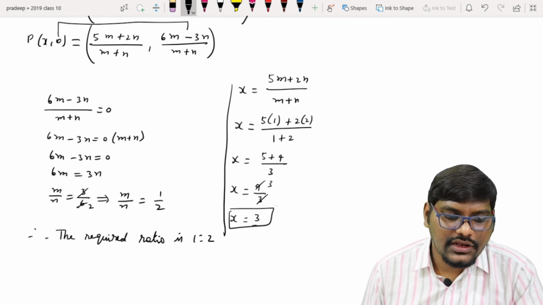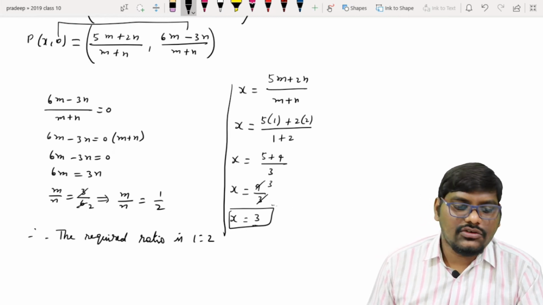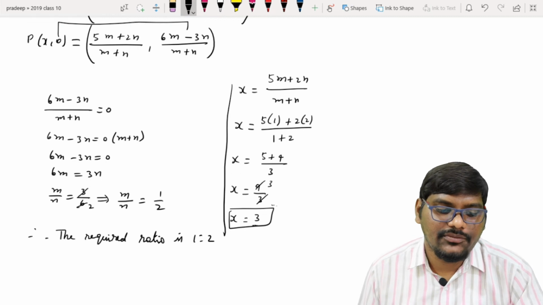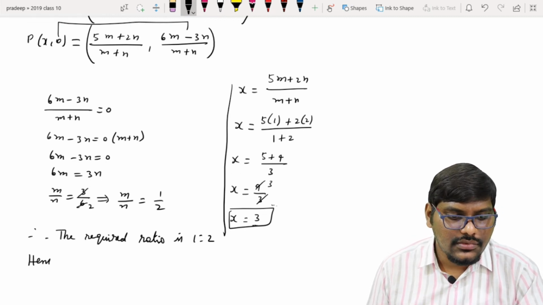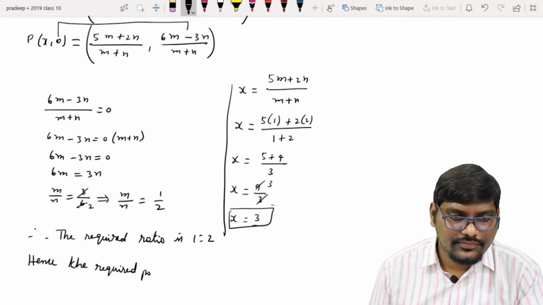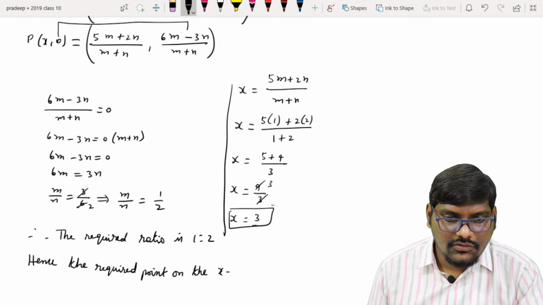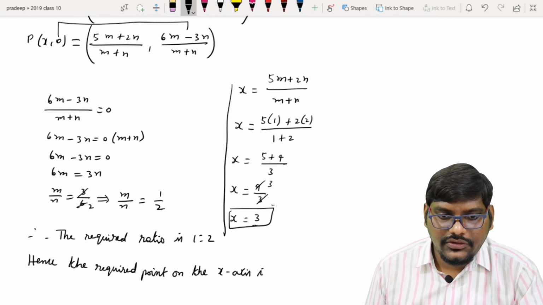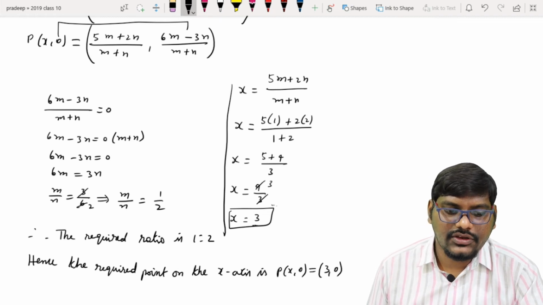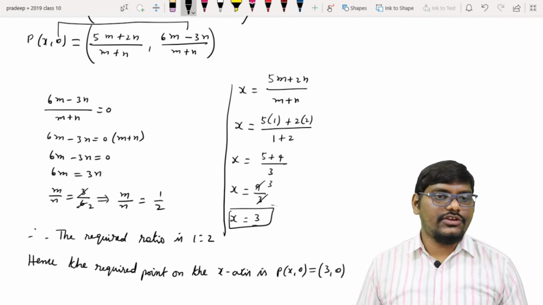So now I only got the x value. The point is (x, 0), so we got the required point. We need not find the y value because it is already 0. Hence the required point on the x-axis, that is P(x, 0), is nothing but (3, 0). So this is all about this question. I hope this is clear to you.